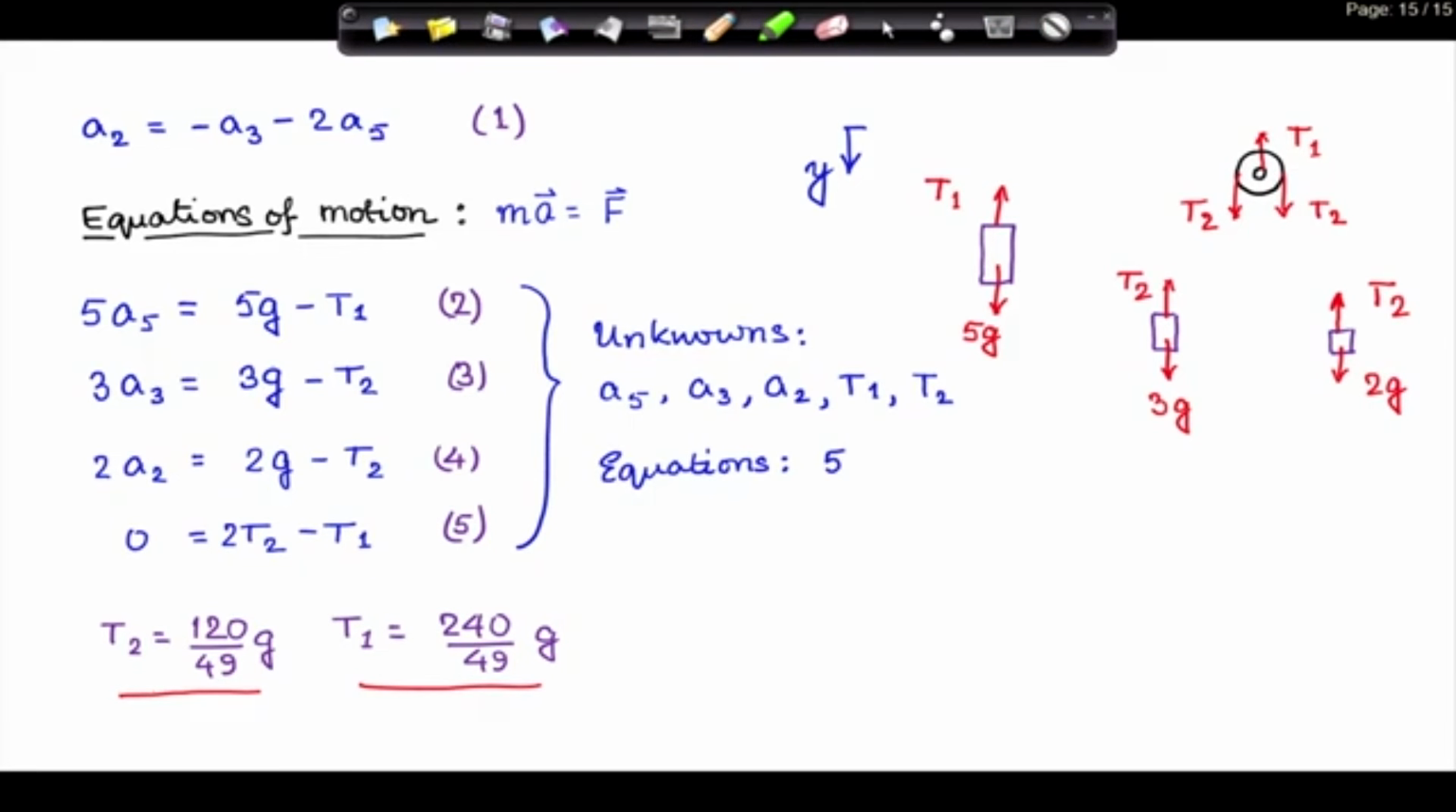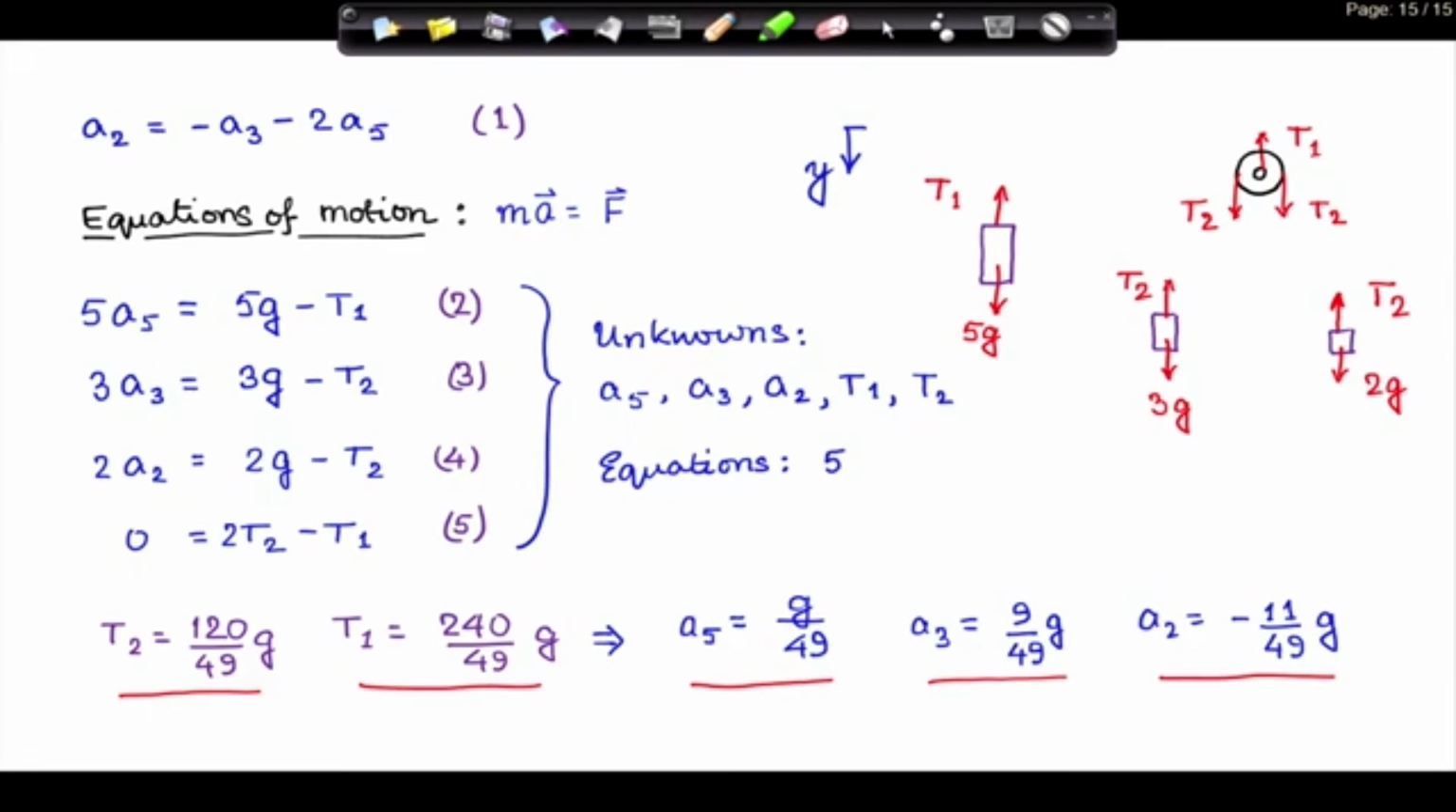Once I have T2 and T1, I can substitute in 2, 3 and 4 to solve for the acceleration of the mass points. So, that completes the solution of this problem. The details I leave to you to complete.